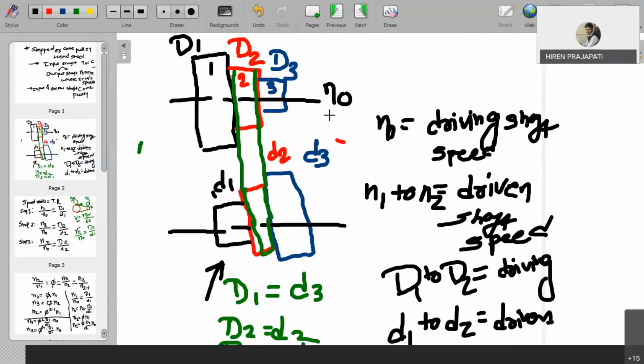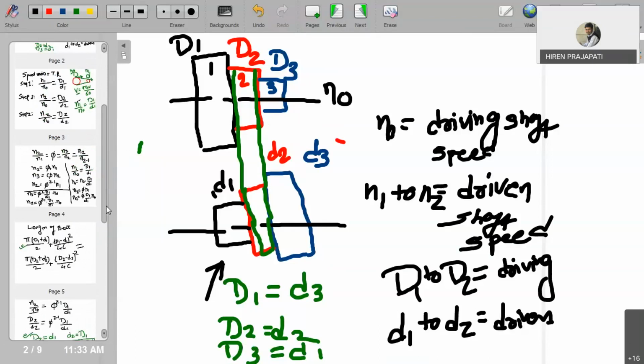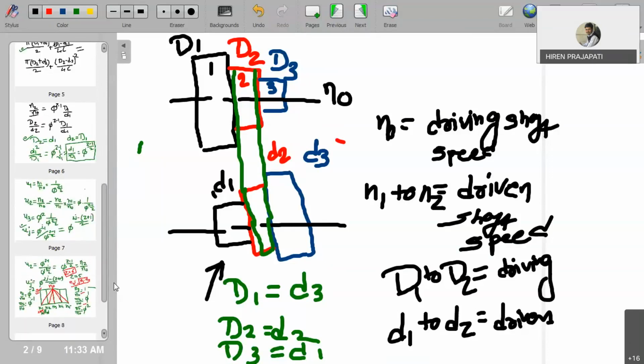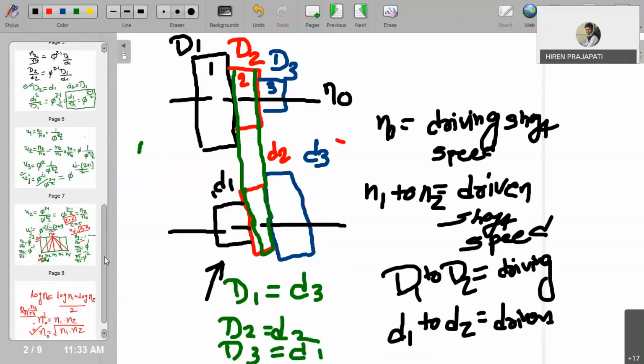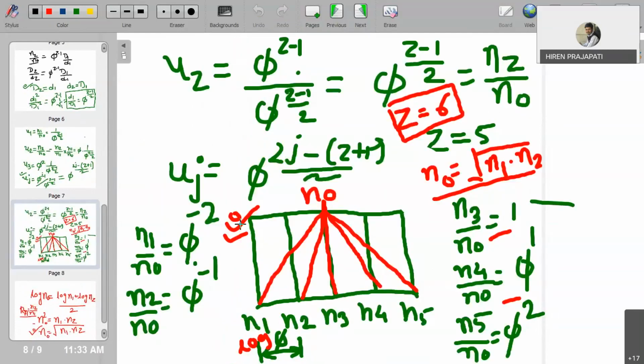So if we recall our previous lecture, then we have discussed about cone pulley type of headstock drive. In that, we have seen how to decide diameters of cone pulley so that we get speed in geometric progression, right? So this is what we discussed in previous session. We have derived equation for transmission ratio on different steps, and we have discussed about ray diagram of step cone pulley drive.